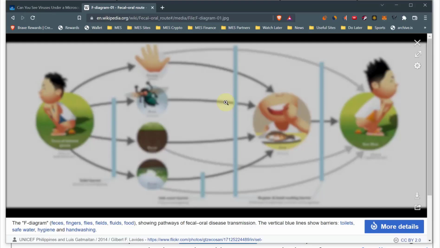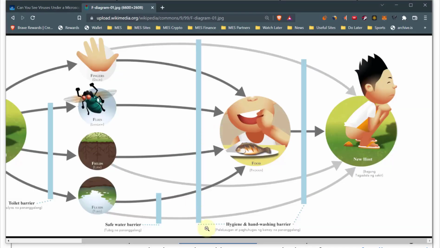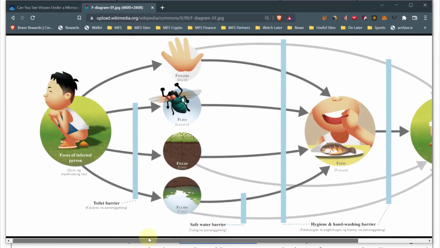You can click this one, and if you click it, just to zoom in, high definition, and click it again. I'll click this one more time. Now you get the high definition set up here. So we have feces of an infected person. I think they also have words here. I'm not sure which language that is. But anyways, now you have a toilet barrier, so you could block these off.